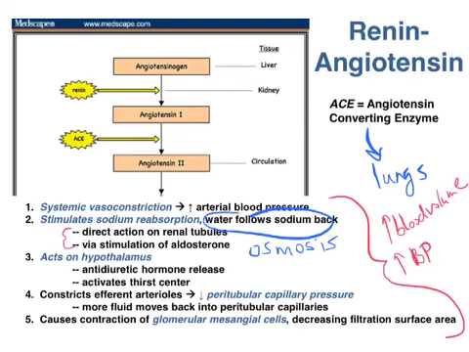Angiotensin 2 also acts on the hypothalamus in a couple of different ways. It increases the release of antidiuretic hormone, since you always have some antidiuretic hormone, so that you are retaining more water from your urine. It also activates the thirst center so that you are stimulated to bring more water into your body.